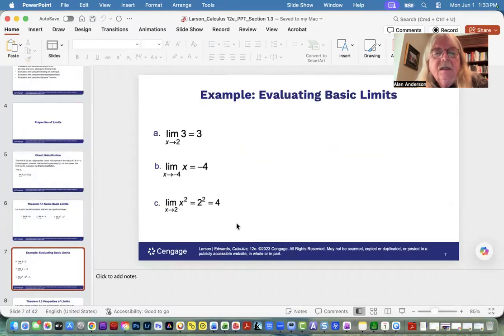Okay. Now, these are very simple cases. The limit of a constant is equal to the constant. Here, the limit as x approaches -4, we just plug in -4 for x. And then here, as we take the limit of x squared as x approaches 2, again, you just substitute 2 for x, and you'll end up with 2 squared, which is, of course, 4. Okay, so these are very simple cases.